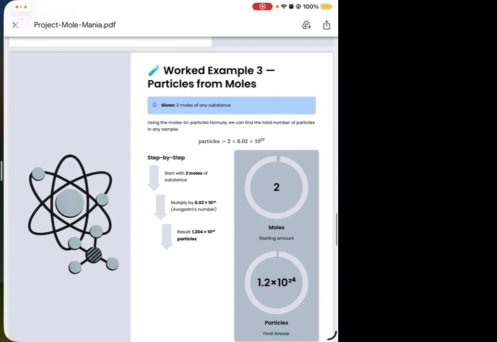Now, example 3. Now we convert moles to particles. We have 2 moles, so we multiply by Avogadro's number, so 2 times 6.02 times 10 to the power of 23 gives 1.204 times 10 to the power 24 particles.